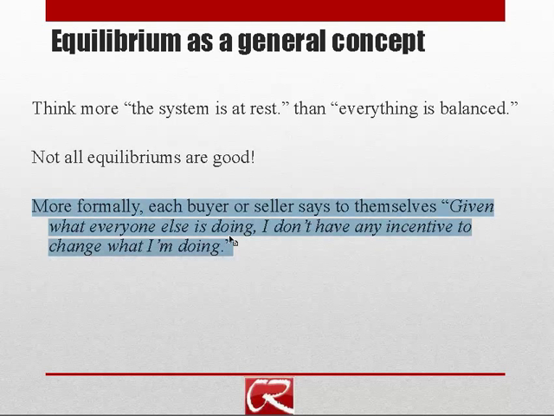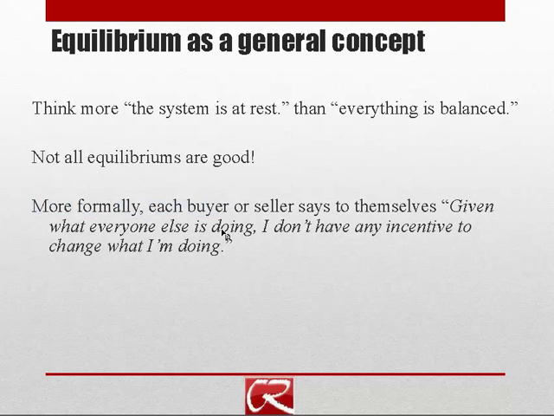In a formal sense, what is equilibrium? In general, going beyond just demand and supply, an equilibrium is a situation where all the different actors say to themselves, given what everyone else is doing, I don't have any incentive to change what I'm doing. And of course, if everyone says this, then no one changes their actions, and we remain in the same steady state. This is actually the criterion of what's called a Nash equilibrium, and again, we'll come back to that in game theory.